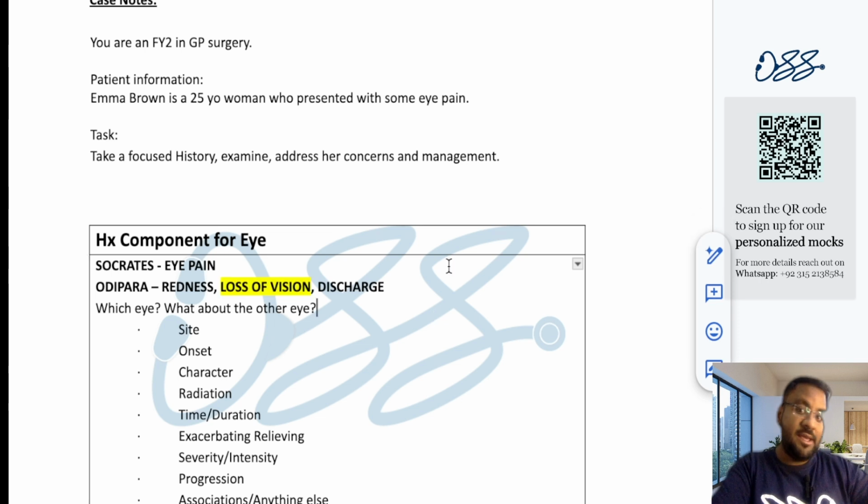And one important thing regarding the eye station, just like the ENT station, it can become a bit difficult, because the eye stations can be a combined station in which you would have to take a very focused history and then move on to examination. Or there is a possibility that they may not give it to you as a combined station, and they may just give it to you like a simple history taking station.